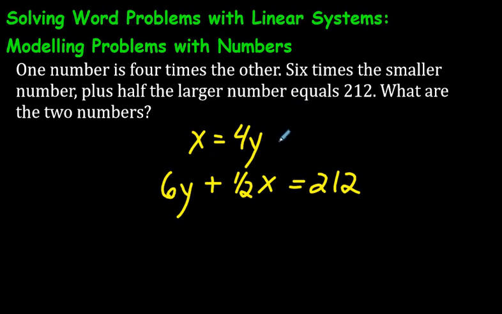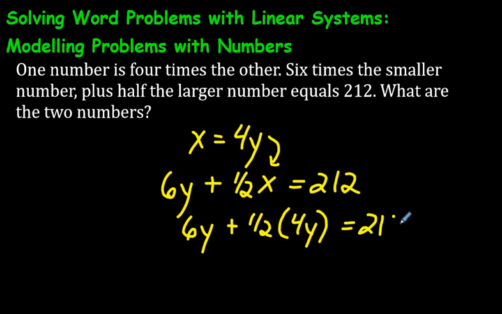That's where we simply take whatever we see here. It says x equals 4y. Wherever we see x, we're going to write 4y instead of x. So we're literally going to put the 4y right here. So we can rewrite that: 6y plus 1/2 of 4y, or half times 4y, will equal 212. Now a half of 4 is 2. So this becomes 2y. So 6y plus 2y is 8y.